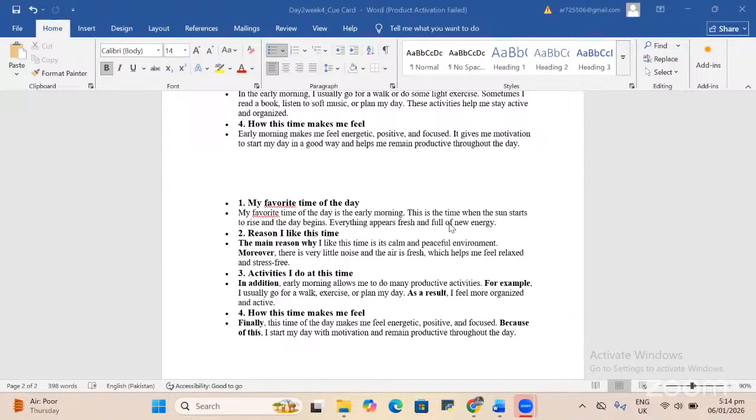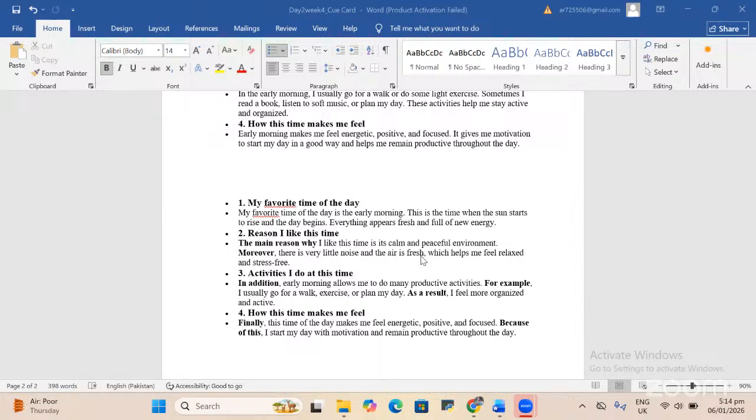For example, my favorite time of the day, and here you end your last sentence: everything appears fresh and full of new energy. But you start your next point by using a phrase that links with the first one. The main reason why I like this time is the calm, peaceful environment. And moreover, there is very little noise and the air is fresh.